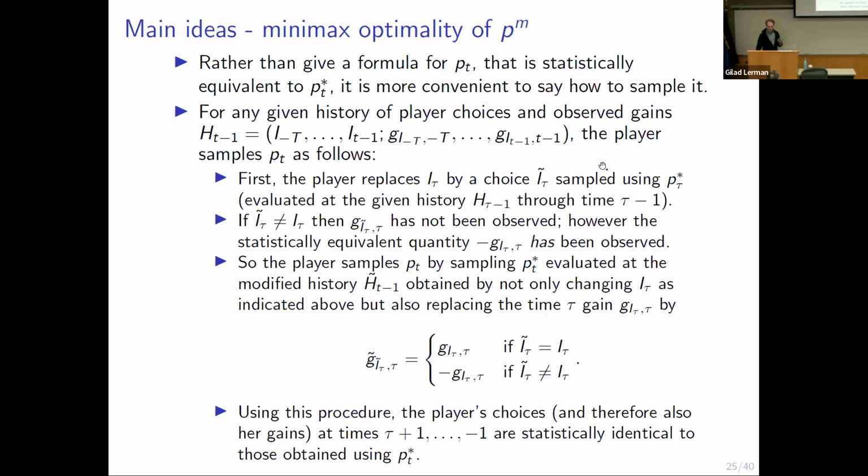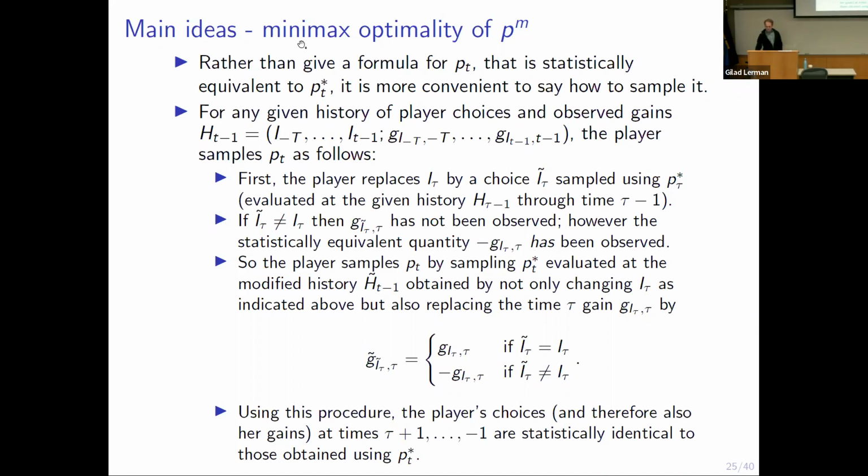So we take the history. The player replaces I tau by a choice I tau star sampled from the old distribution, because you want to. So you've replaced your arbitrary min-max distribution with this myopic distribution at time tau. But then as you're going forward, you want to somehow preserve the history of the old player.